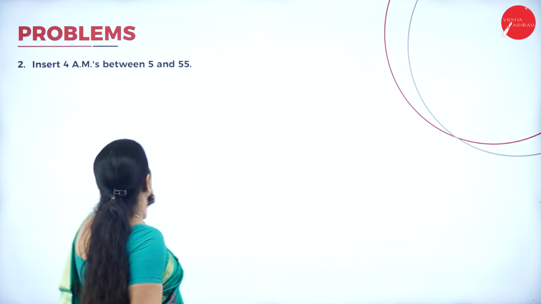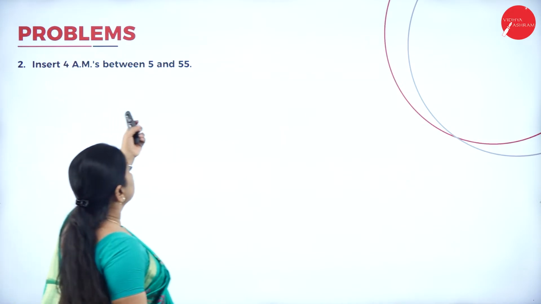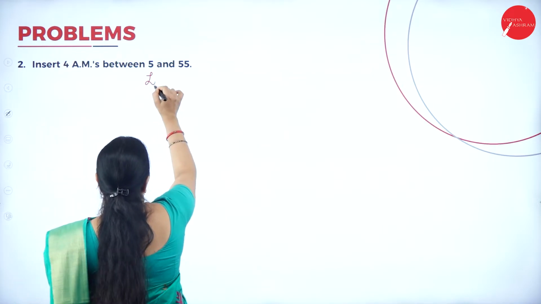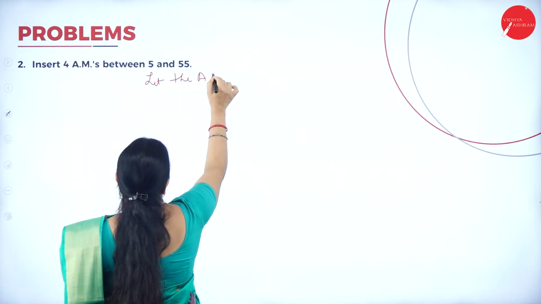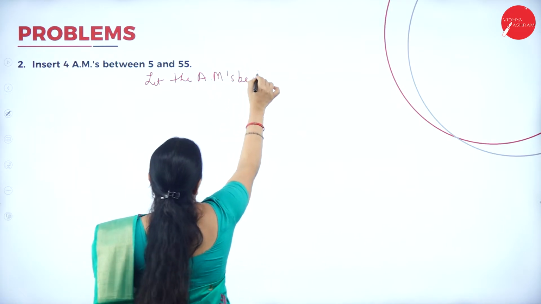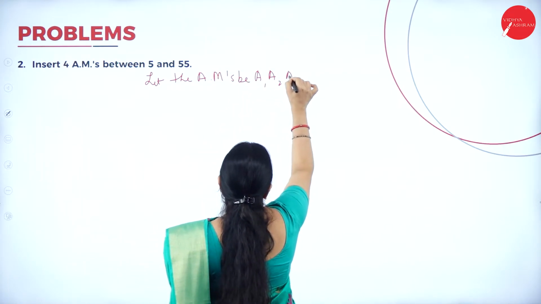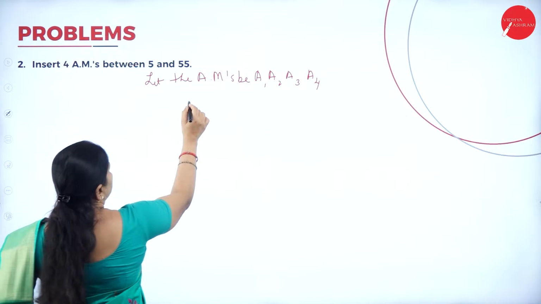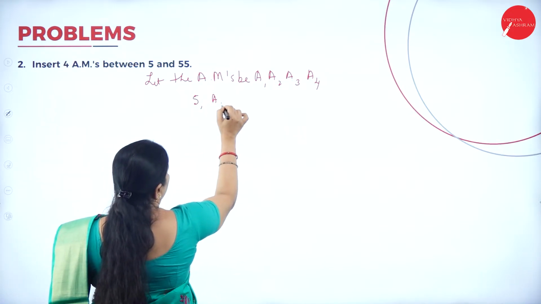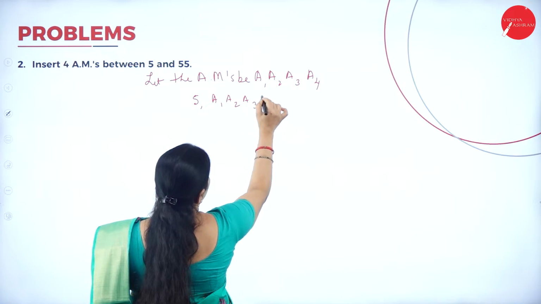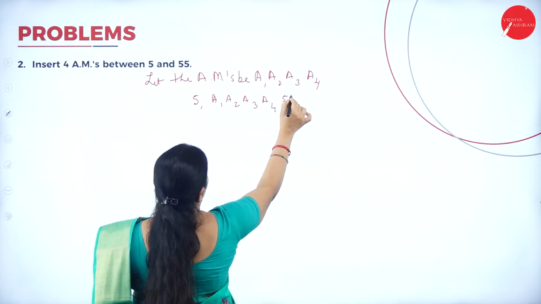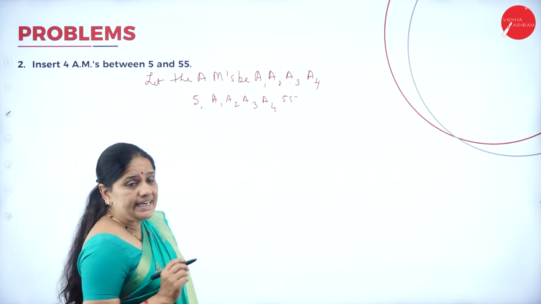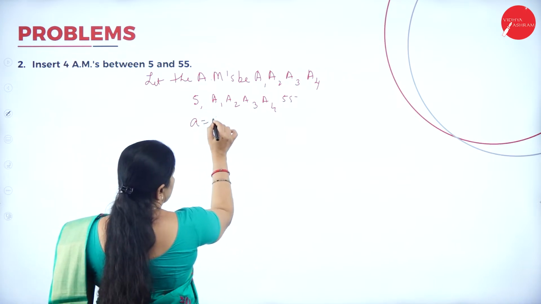Now the second problem here: insert 4 arithmetic means between 5 and 55. Now let us assume, let the arithmetic means be A1, A2, A3 and A4. Now we have to insert these between 5 and 55: 5, A1, A2, A3, A4 and 55. Now we should identify what A and D are here. So A equals 5.